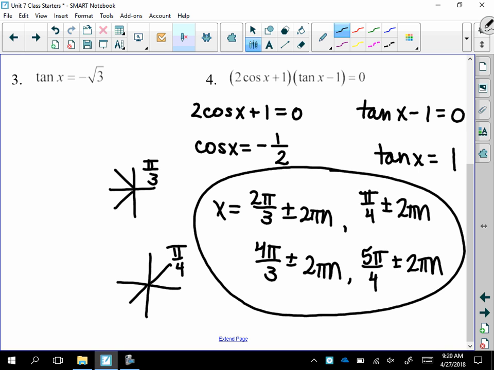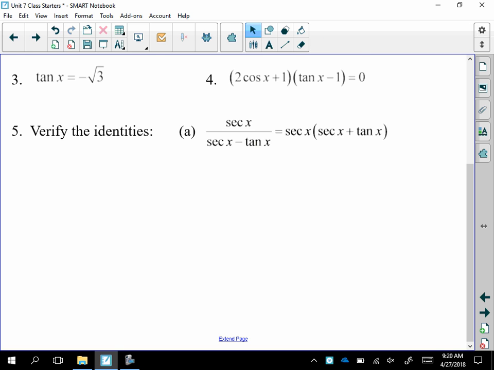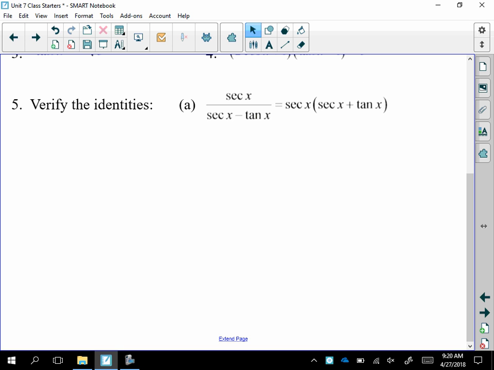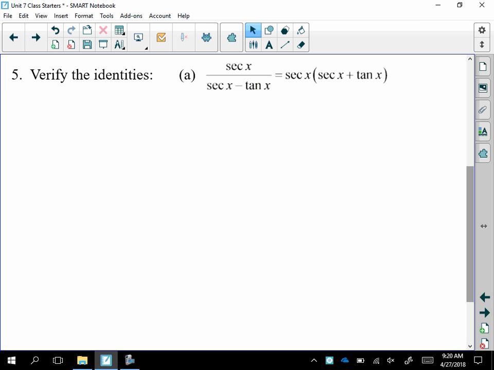All right, and we're going to do a lot more with equations starting, if not today, certainly on Monday. But we're going to go over all of our homework that we've accomplished so far this week. And part of that homework, I know we're going to be doing some verifying identities. And here's an example of verifying some identities. We have secant over secant minus tangent equals secant times secant plus tangent. Of course, when we see the instructions verify, that means that we've got to make the 2 sides equal somehow.